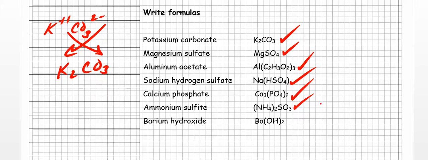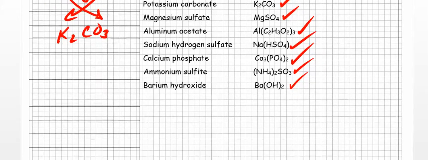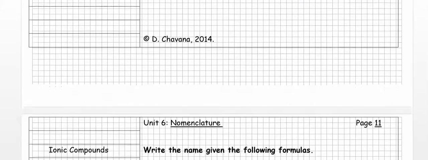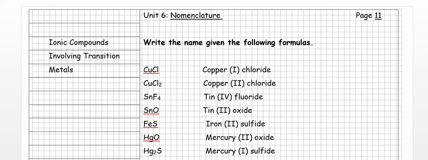And the last one is barium hydroxide. +2, -1. When we do the switch, the parentheses have to be there because that 2 cannot be distributed. That's barium hydroxide. All right, so let's take a look at these.